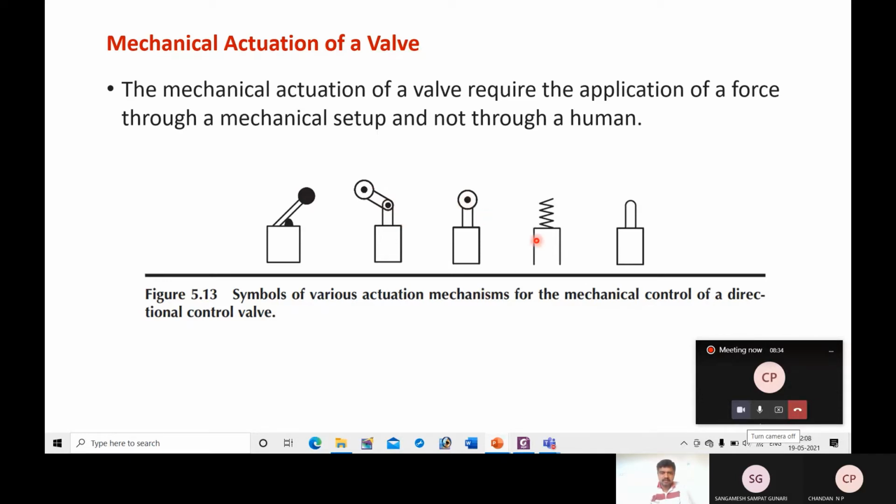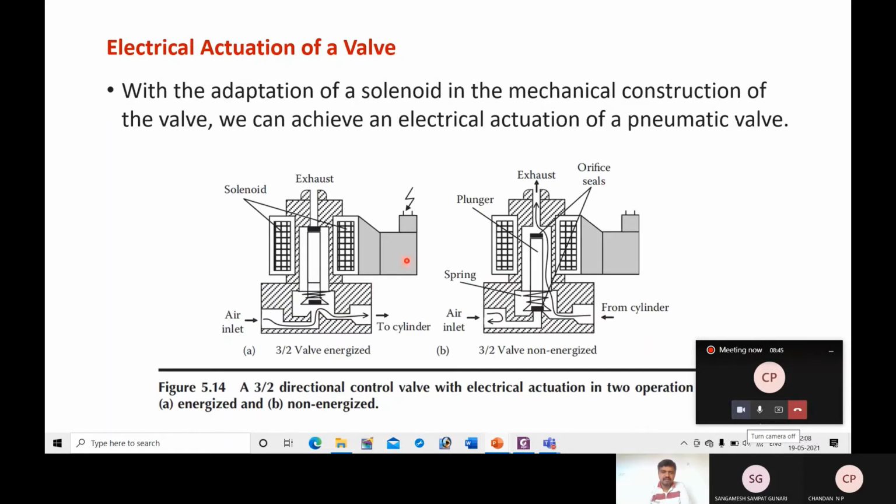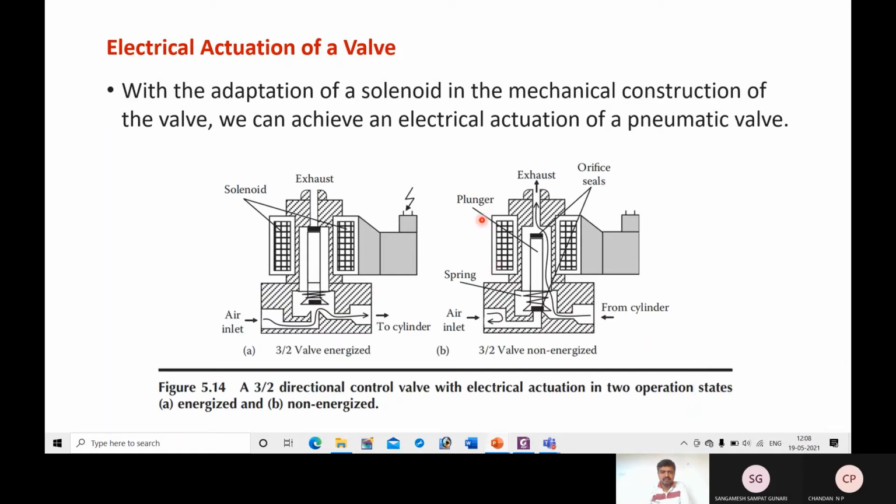Next, this is spring and this is stem. These are the different ways in which you can achieve mechanical actuation. Next, electrical actuation using a solenoid valve. If you make use of solenoid valves, that is considered an electropneumatic circuit. This figure represents the operation of a solenoid valve. With the adaptation of a solenoid in the mechanical construction of the valve, we can achieve an electrical actuation of a pneumatic valve.